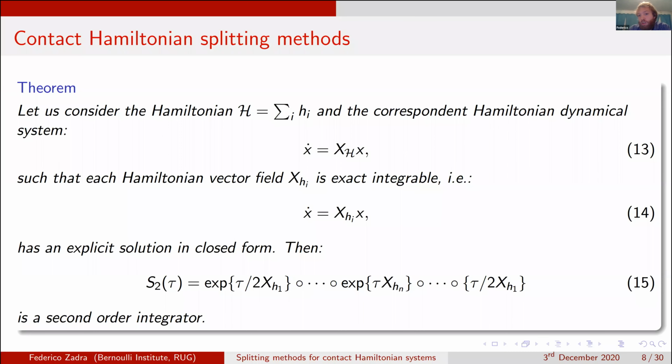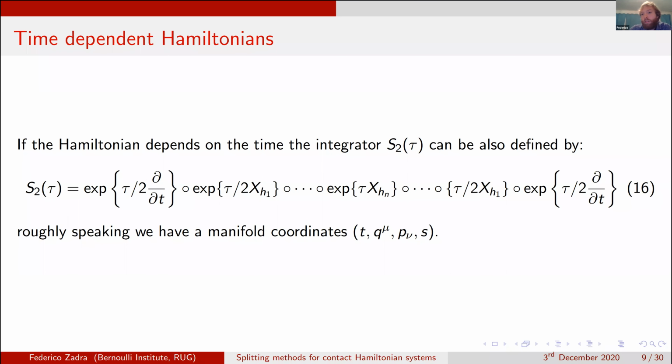Since we have the exact solution, we can also say that equation 15 is a second order integrator, and in particular our second order integrator that will preserve the contact structure. We can also build up the same integrators when we have a time-dependent Hamiltonian just by adding two terms, one at the start, one at the end, that represent our time translation.